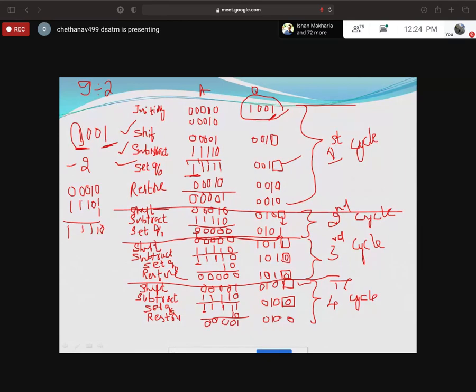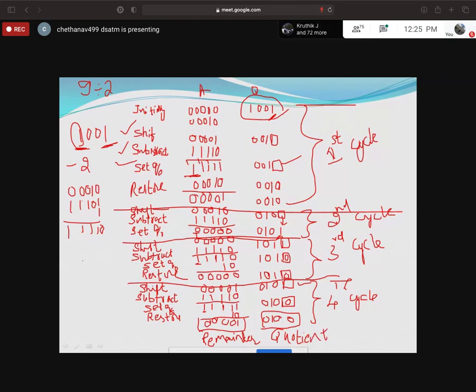Okay, after your fourth cycle is completed, take down the readings. What's the readings? See here, the register A, whatever the data it is having, that will be the remainder. So what's your remainder? Can you tell me? Register A is having the remainder and register Q will give you the quotient. Okay. So now what is the answer? Remainder will be 1. Isn't it? This is my remainder. And this is the register Q having the quotient value. Okay. So this is the quotient.